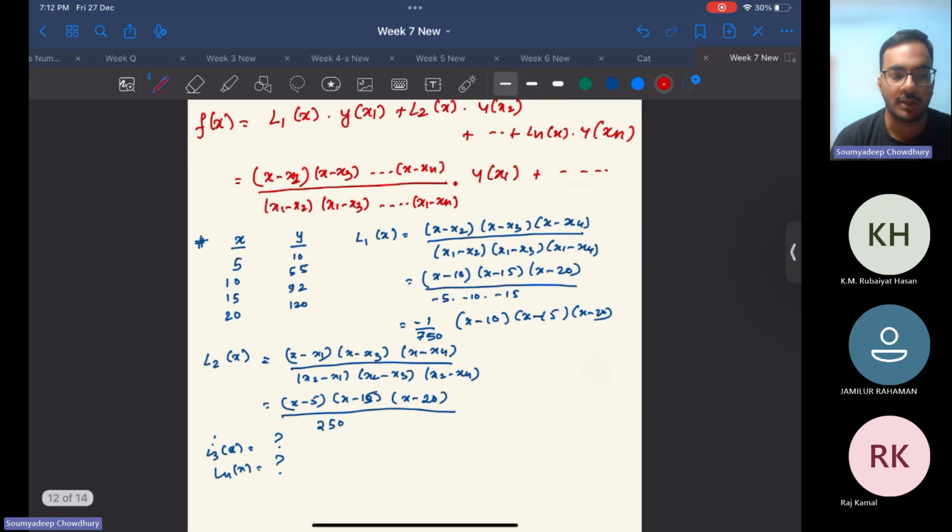Writing the MATLAB code, I didn't do it because it was very simple. You can take up an example and write the MATLAB code for this Lagrange or the Newton's interpolating polynomial also. It's very simple. We can write it in 2-3 lines.